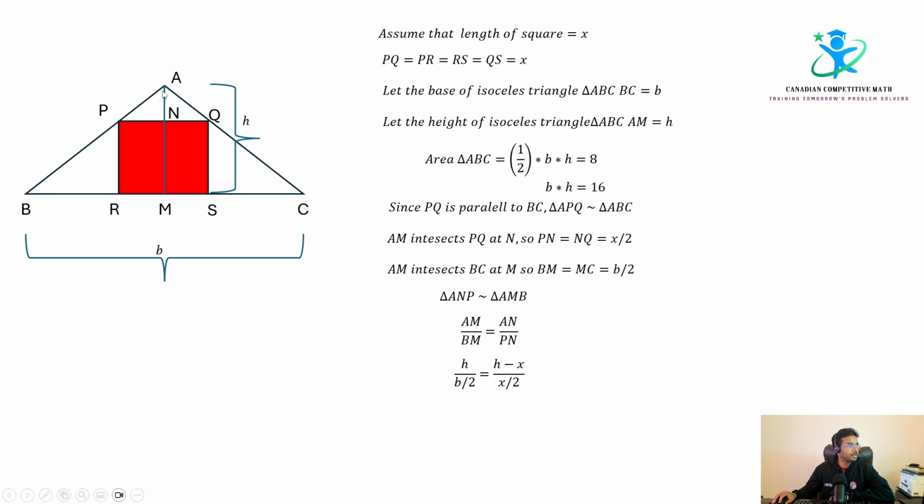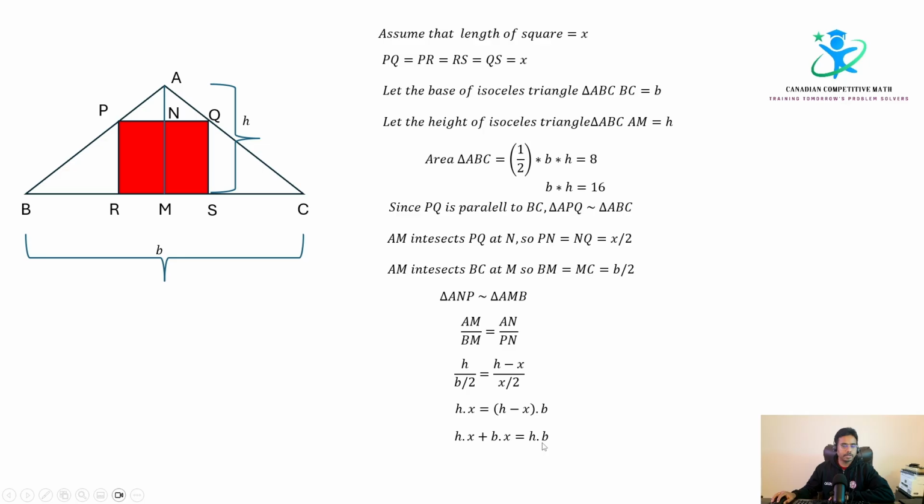What is AN? We know that this entire length AM is H, and PR, which is the side of the square, is X. So AN will be H minus X. What is PN? We derived that PN is X by 2. So we can write H by B by 2 equals H minus X by X by 2, which can be rewritten as H times X equal to H minus X times B.